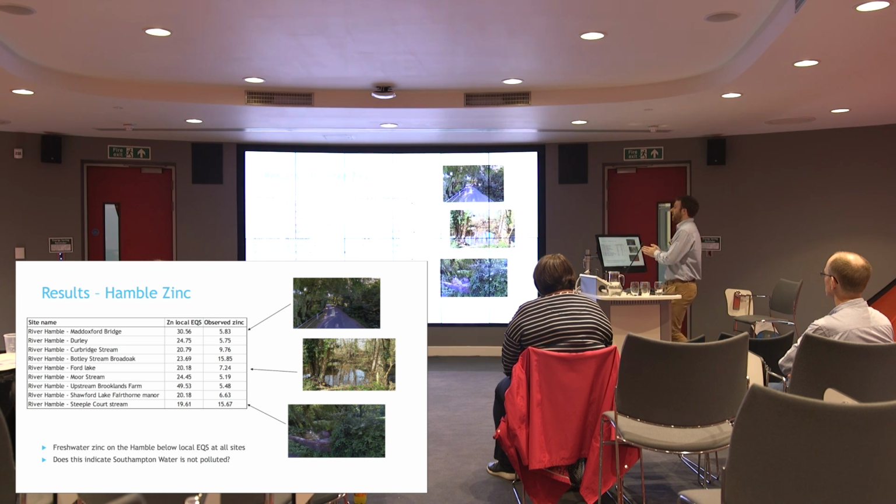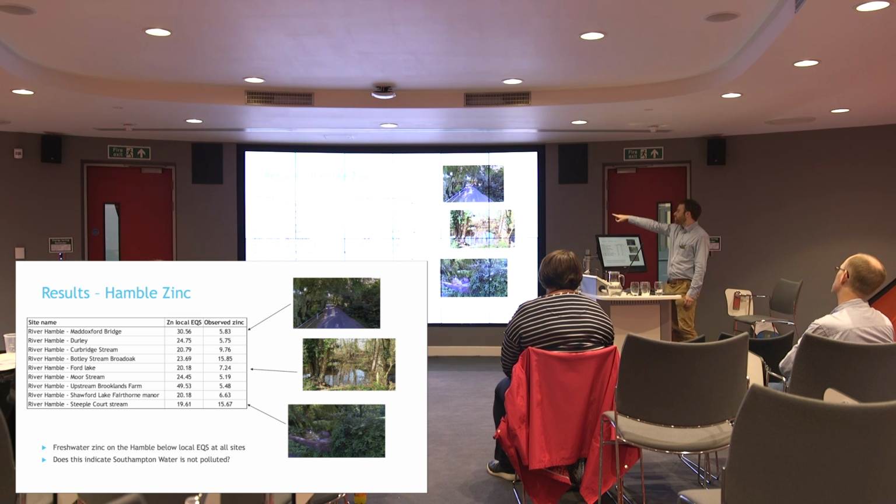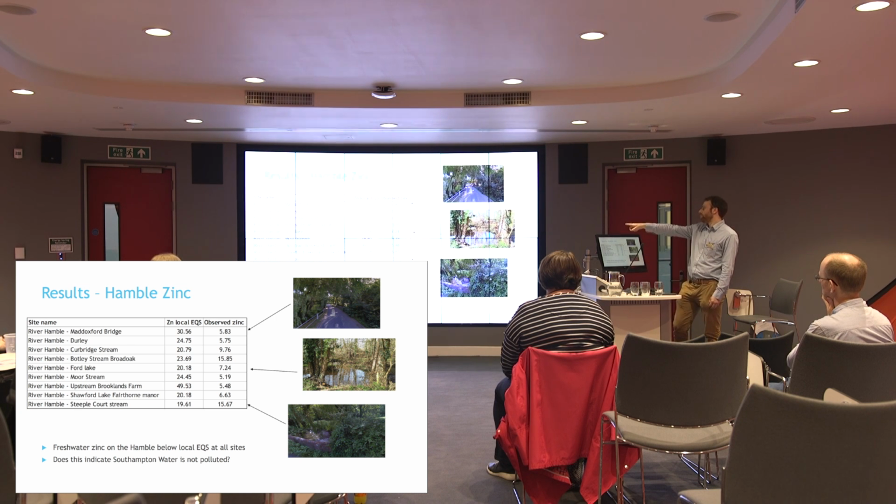So as you can see, these are meeting the EQSs that are set for the local freshwater environment, but then when these come into the estuarine environment and mix with the tidal waters, they are not diluted significantly, so they're already failing the zinc marine environment EQS. This is something that I think will be tweaked in time, but at the moment that is a bit of an issue. So, if we look at some of the images, we've got Madderfoot Bridge, with an EQS of 30.56 micrograms per litre and zinc of 5.83, and for example the bottom one, Steeple Court Stream, with an EQS of 19.61 and zinc levels of 15.67.